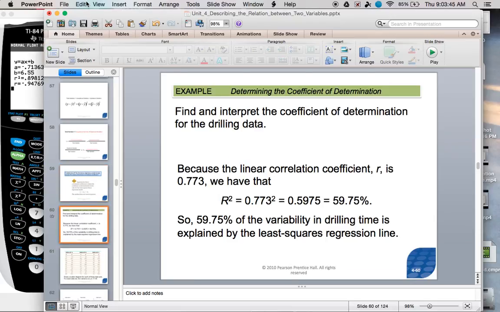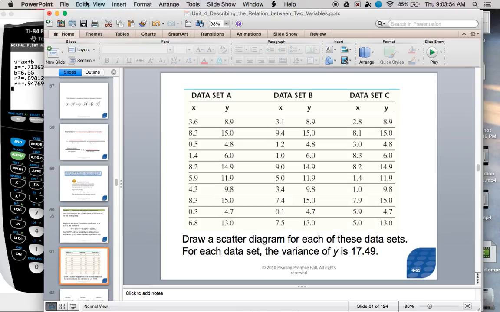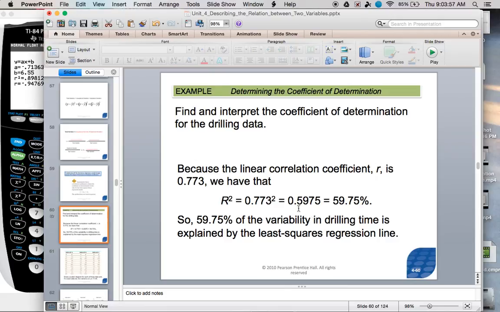As we scroll on into this 4.3, we have other examples that you can take the time and see how they compute it. And clearly, if you look up here, our decimal was 0.89, right? Their decimal was 0.59, but turning that into percent by multiplying by 100, it's about 90%. So for our example, whatever data I chose, it was about 90% of the variability in drilling time is explained by the least squares regression line. For this example, it's almost 60%.